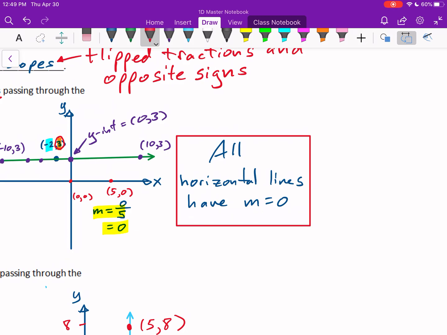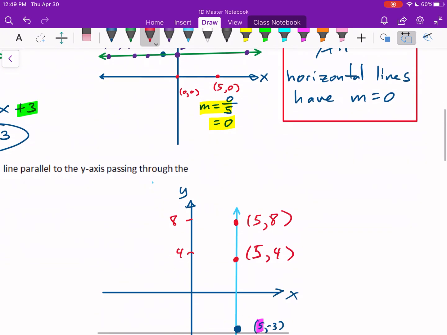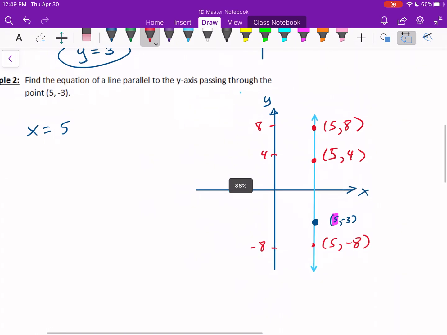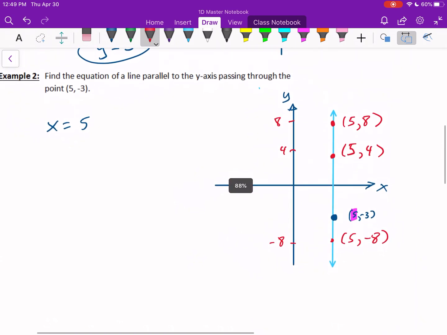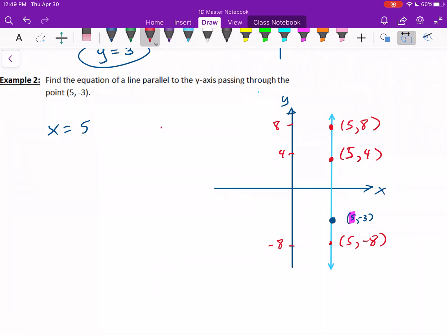So whether it's actually the x-axis or any line that's parallel to the x-axis, all horizontal lines are parallel to the x-axis, and they all have the same slope, and the x-axis has a slope of 0, so they must all have slopes of 0. Now, something funny is going on as far as the slope for a vertical line goes, which is what this one is. This is a vertical line.